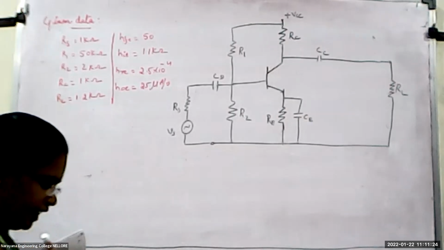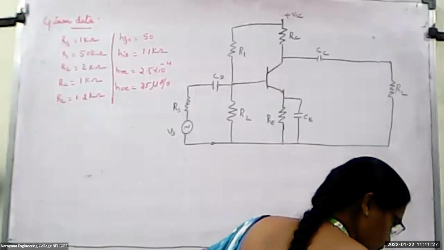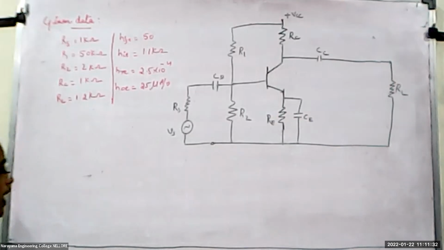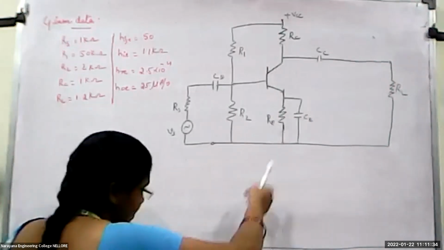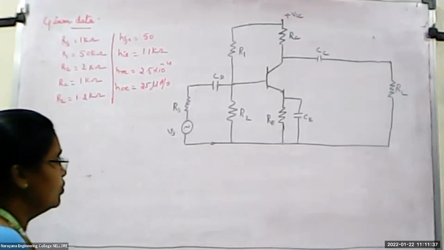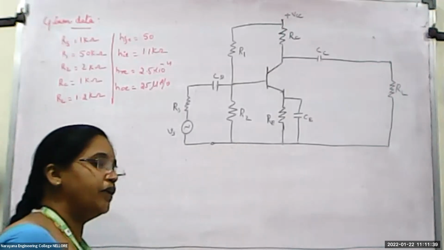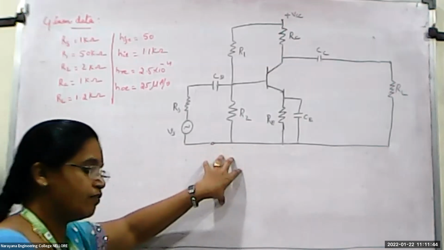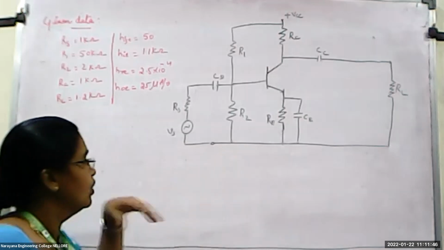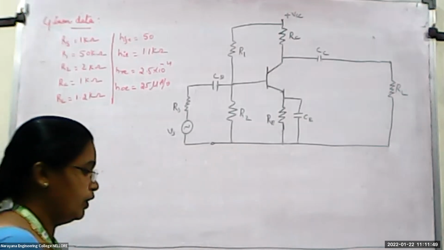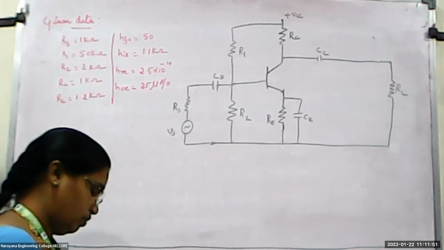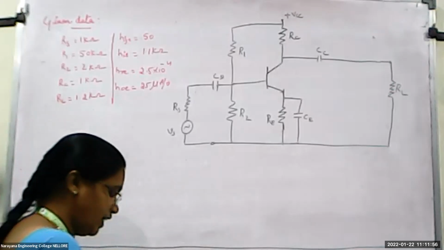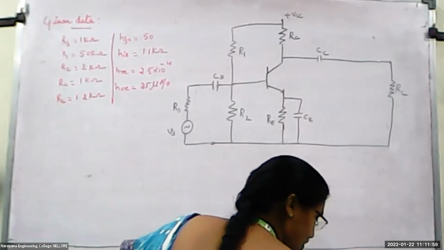So based on the procedure, what is the first step? We have to analyze this circuit, the given CE amplifier circuit. How to analyze this circuit in small signal analysis? How to convert this total circuit in terms of the h parameters? So what is the first step? Draw the circuit of an amplifier. Next, what is the second step?